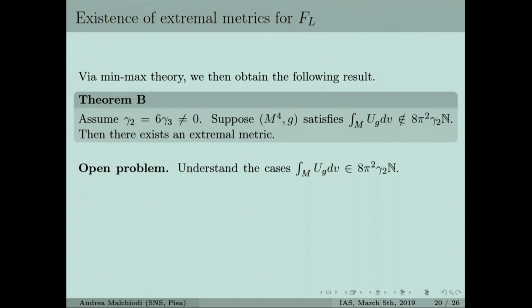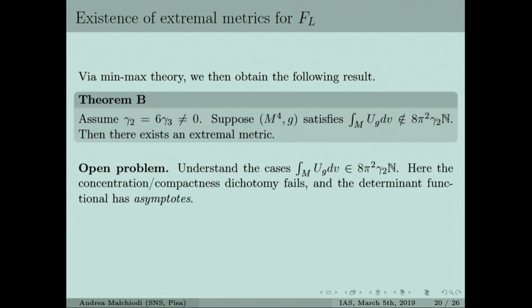So it's an interesting open problem, I think, to understand the case in which this integral is exactly a multiple of 8 pi squared. In the previous case, you had some energy with compactness properties, and under this condition, you lose compactness. So typically, the energy has some kind of asymptotes. So you might find, say, a minimizing sequence that diverges along an asymptote. And in that case, it would be important to understand the shape of the asymptotes. So whether it's going this way or whether it's going this way.